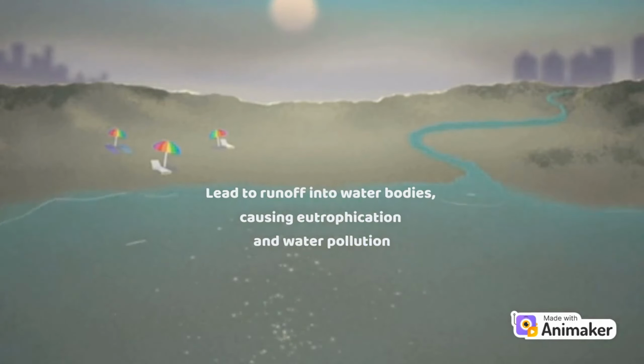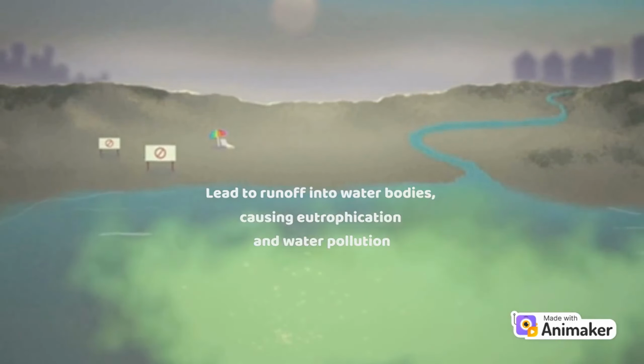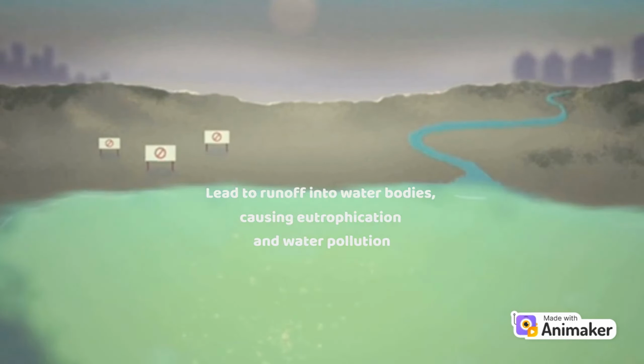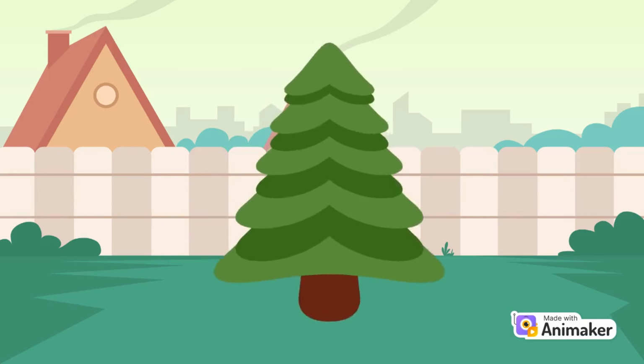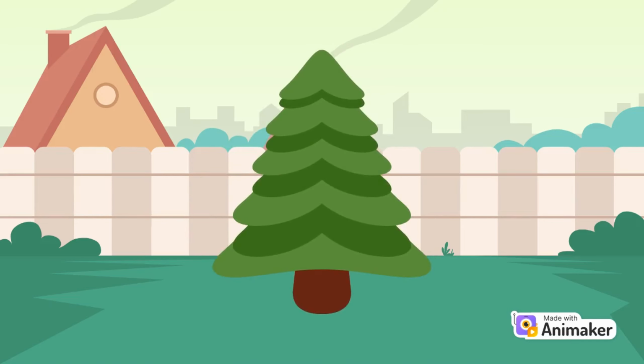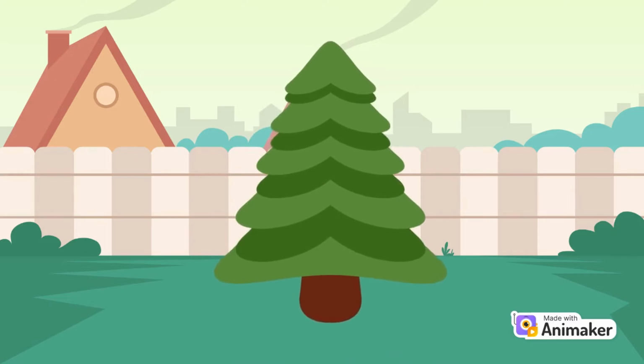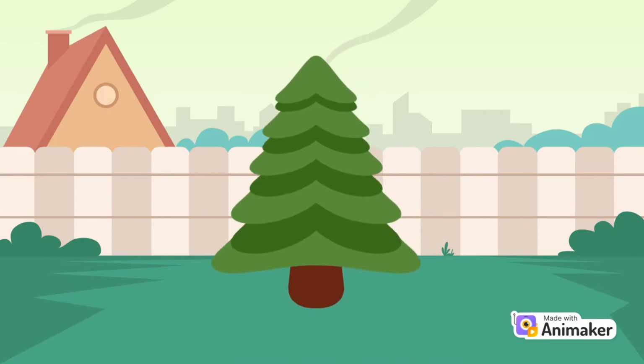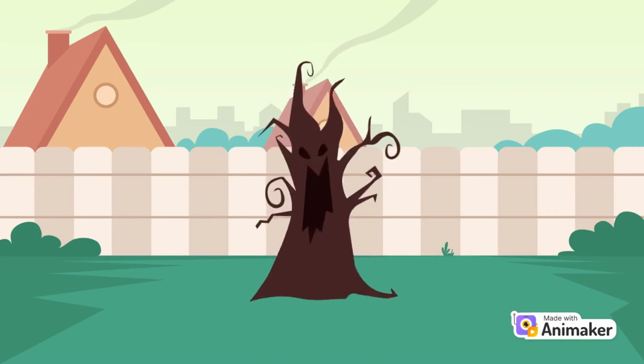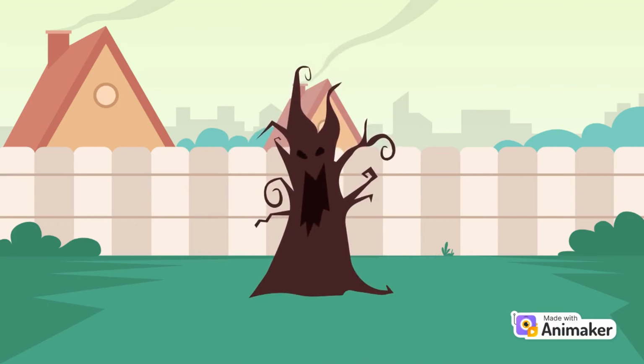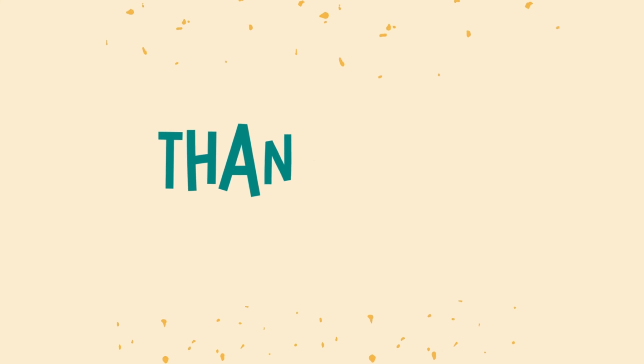Eutrophication can cause excessive algae growth, leading to oxygen depletion and harm to aquatic ecosystems. And of course, overapplication of calcium phosphate fertilizer can result in an imbalance of nutrients in the soil. While phosphorus and calcium are essential for plant growth, excessive amounts can lead to nutrient imbalances, affecting the availability of other essential elements. We reached the end of the video.